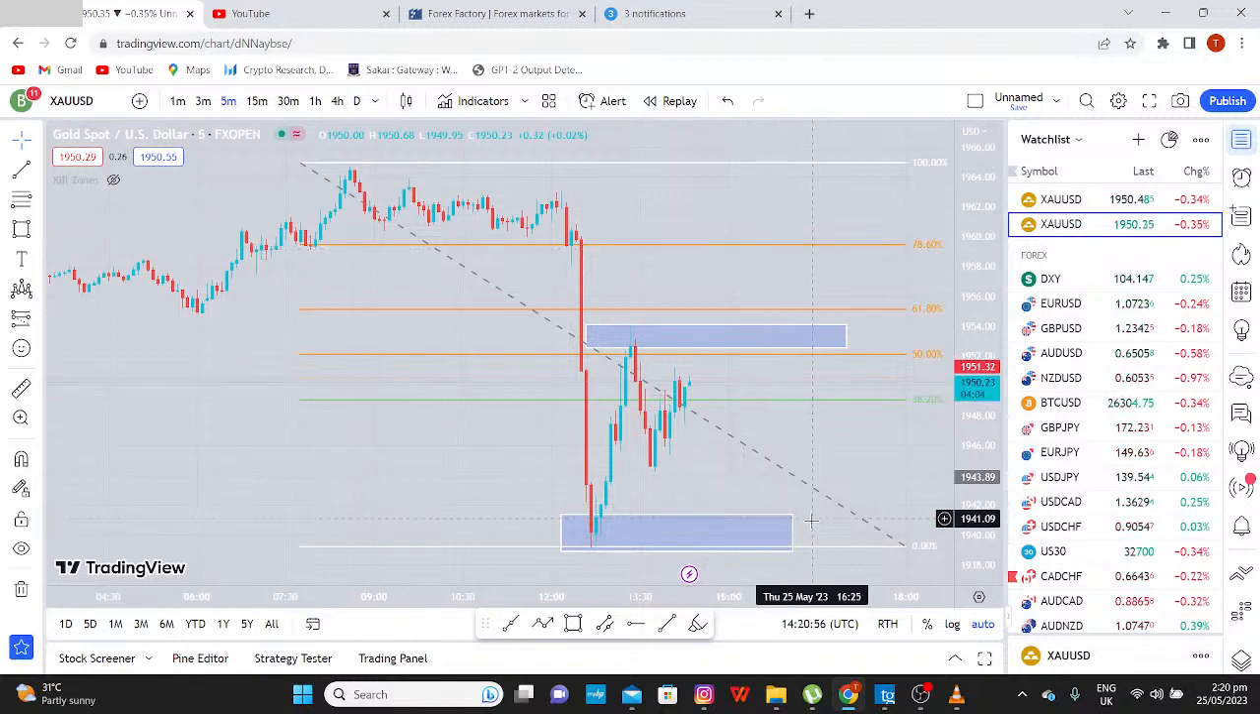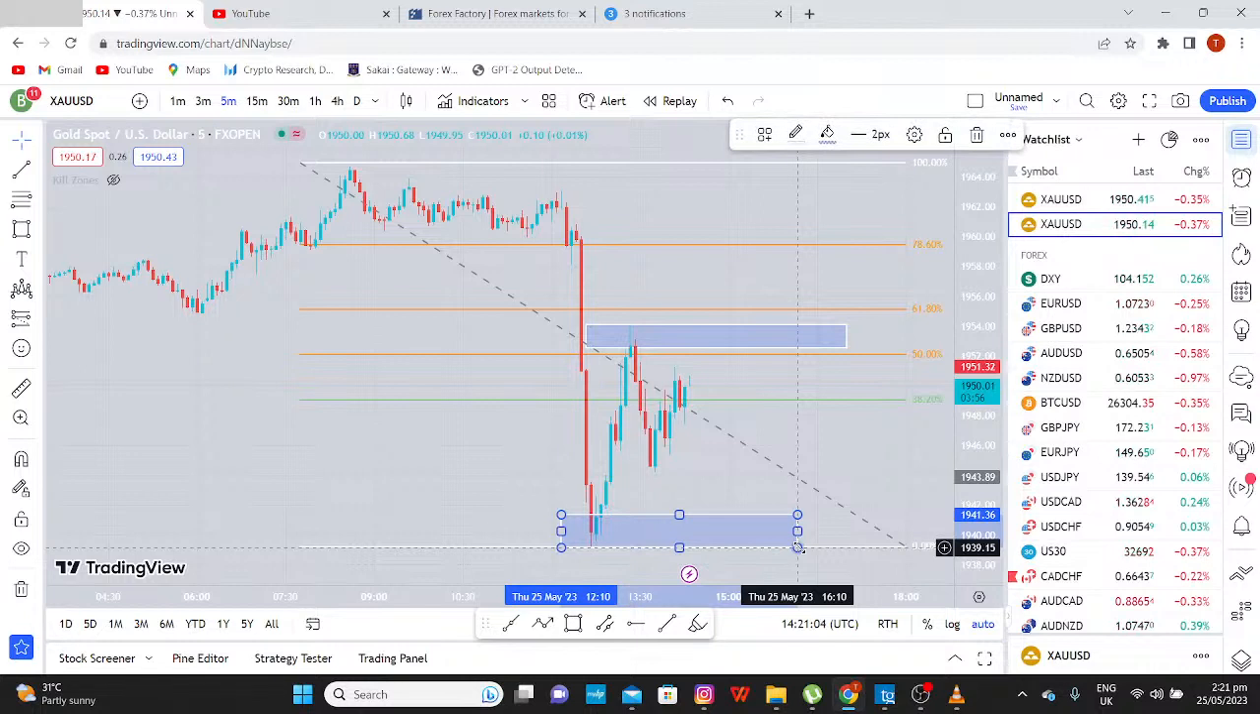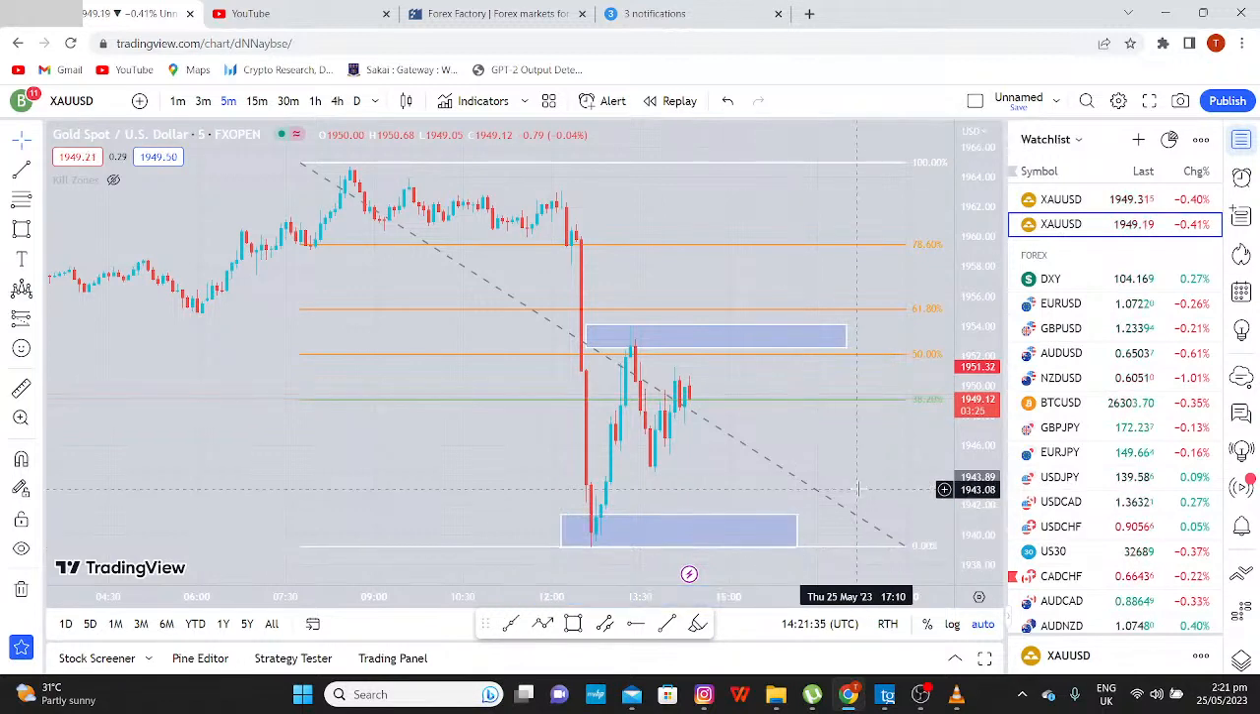And then when we break out of 1939, you can place a trade for a sell. Excuse me, sorry about that. So when we break out of 1939, you can place a sell trade and then target 1:2.